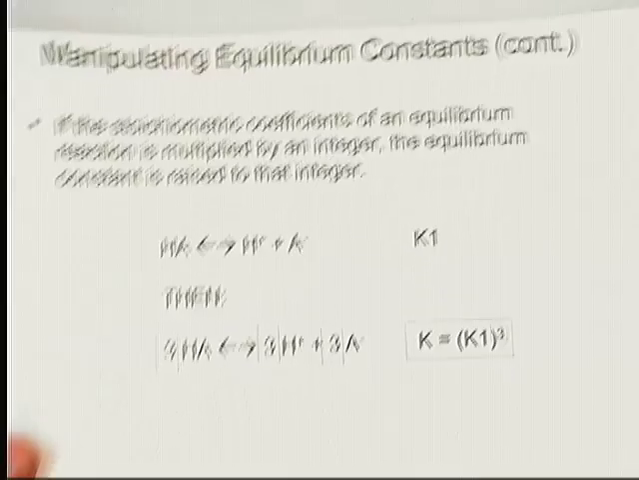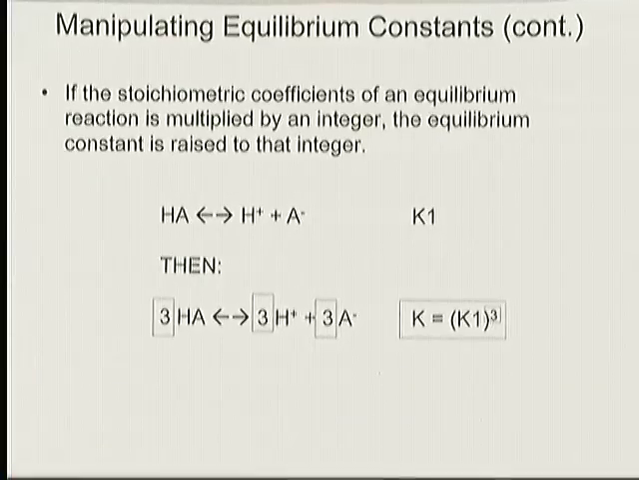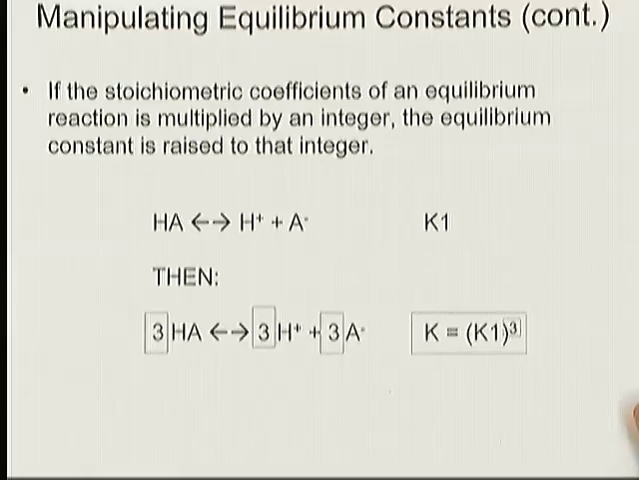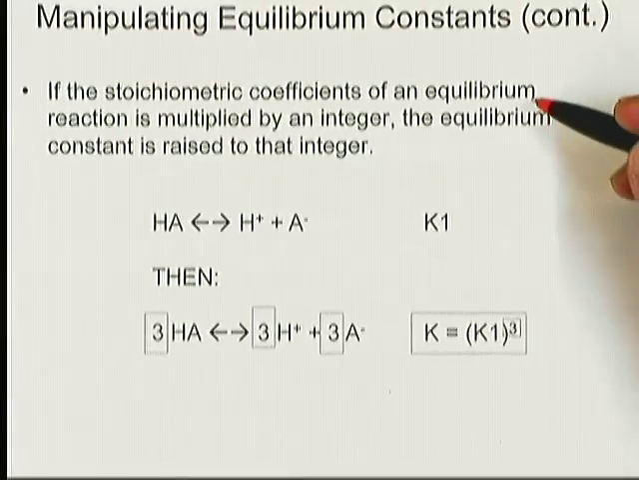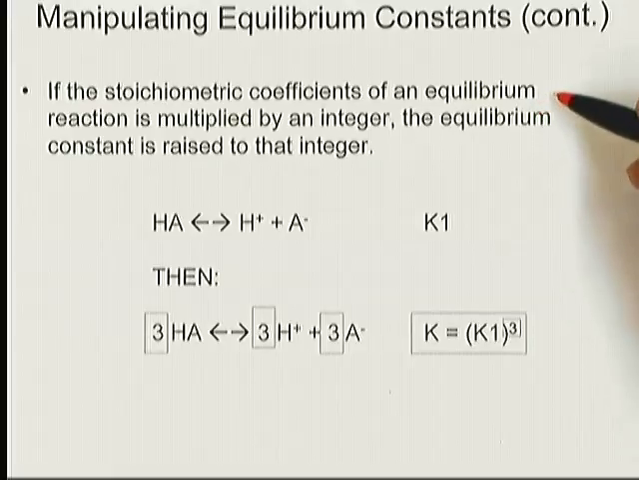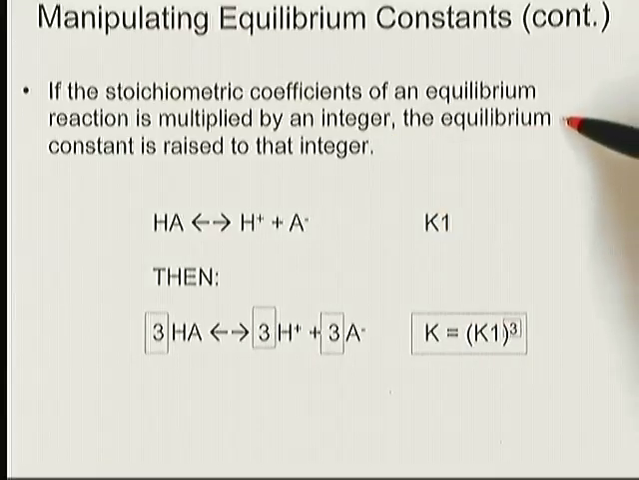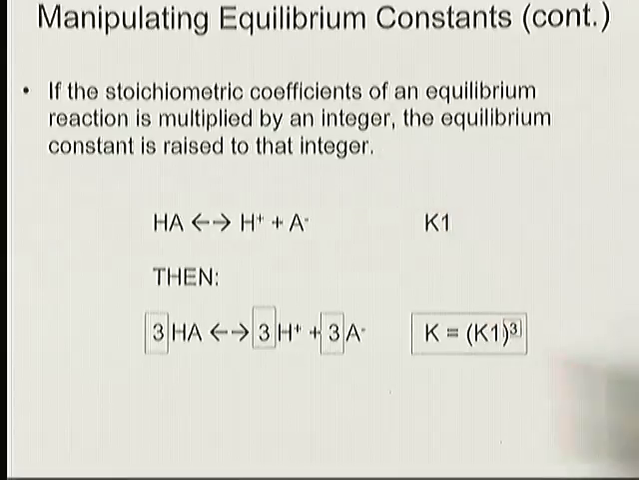There are some other rules to remember as well. This is the second rule. There will be 3. In this case, if the stoichiometric coefficients of an equilibrium reaction are multiplied by an integer, that's a whole number like 2, 3, 4, the equilibrium constant will be raised to that integer to generate the new equilibrium constant value.